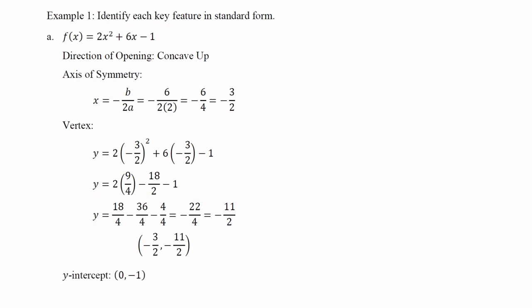And then finally, the y-intercept here is at (0, negative 1), because your c value is negative 1. Your max and min value, you have a min at y equals negative 11 halves, and you can pull that from the y value of your vertex. And it is a minimum because the direction of the opening is concave up.